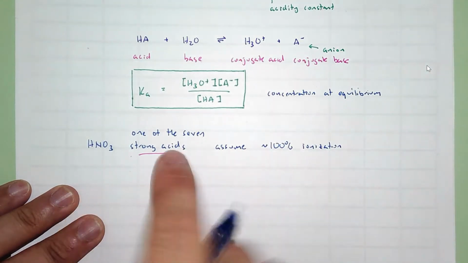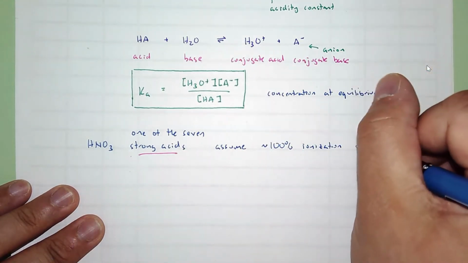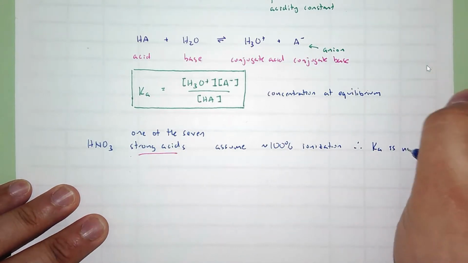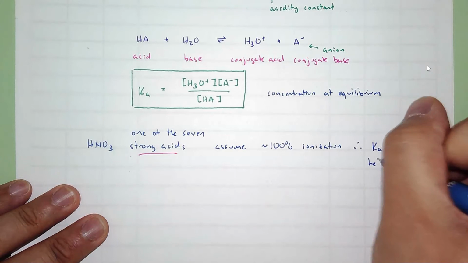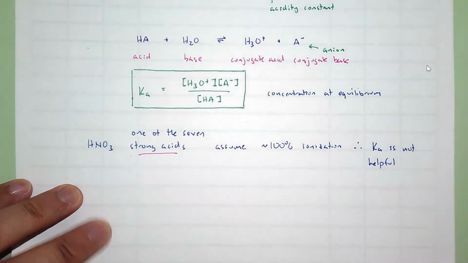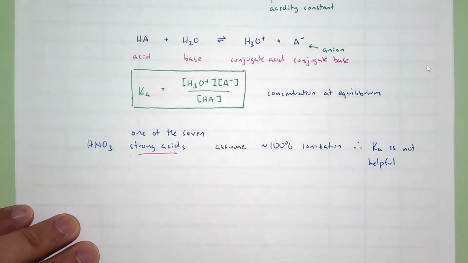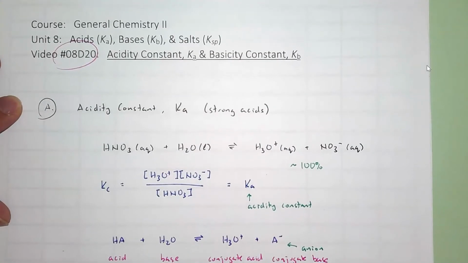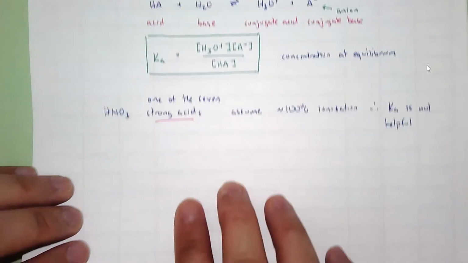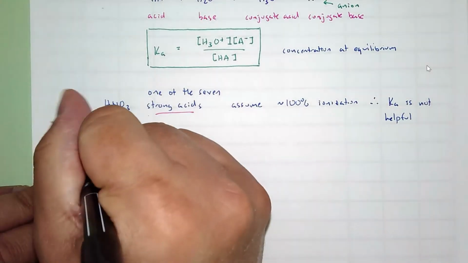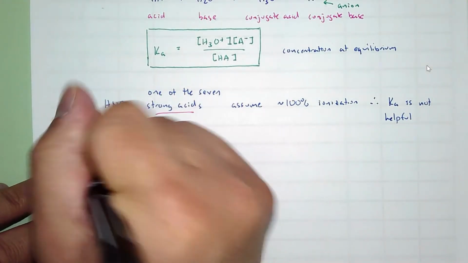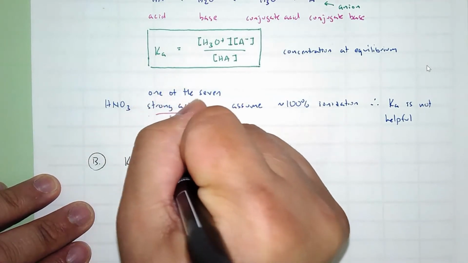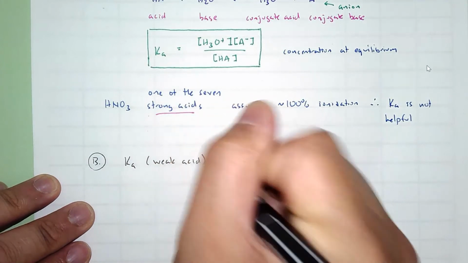So for strong acids, we assume 100% ionization. Therefore, Ka is not really helpful. You know where Ka is helpful? Ka is helpful for weak acids. Topic A is for strong acids. Let me show you an example with weak acid. So we're going to call this Ka for a weak acid.